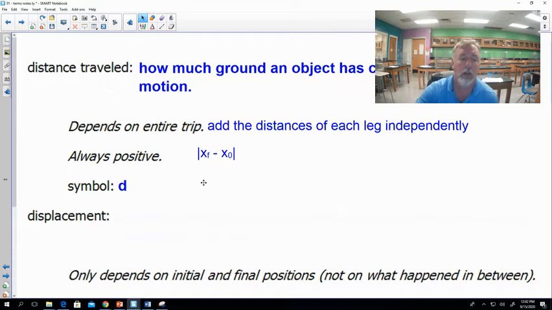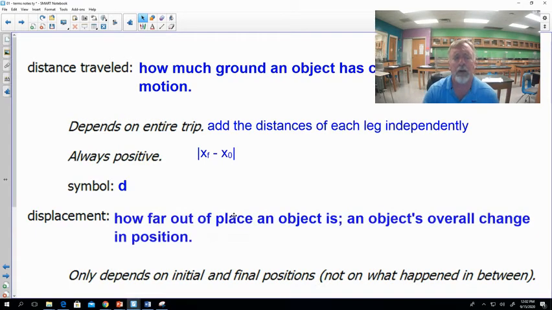Okay. Let's talk about another one that's called displacement. This is a little more complicated, so I want you to be thinking about this. It's a little bit more unnatural, I guess I should say. But when you think about it, you'll realize, oh yeah, we deal with that. So I'm going to define displacement as how far out of place an object is. In other words, what was its overall change in position?